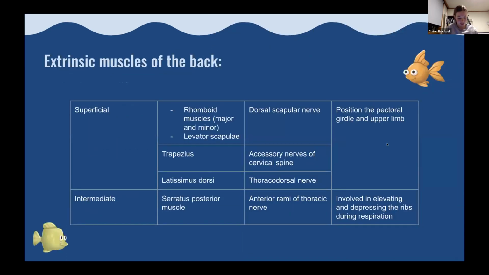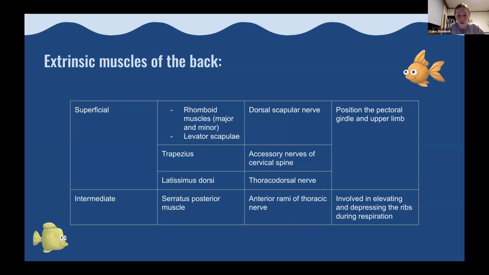And then these are the extrinsic muscles of the back. This is pretty much revision from upper limb, so I won't spend too much time on this. You have your rhomboids, your levator scapulae, trapezius is your big muscle along here, latissimus dorsi around the side, and same as serratus posterior.